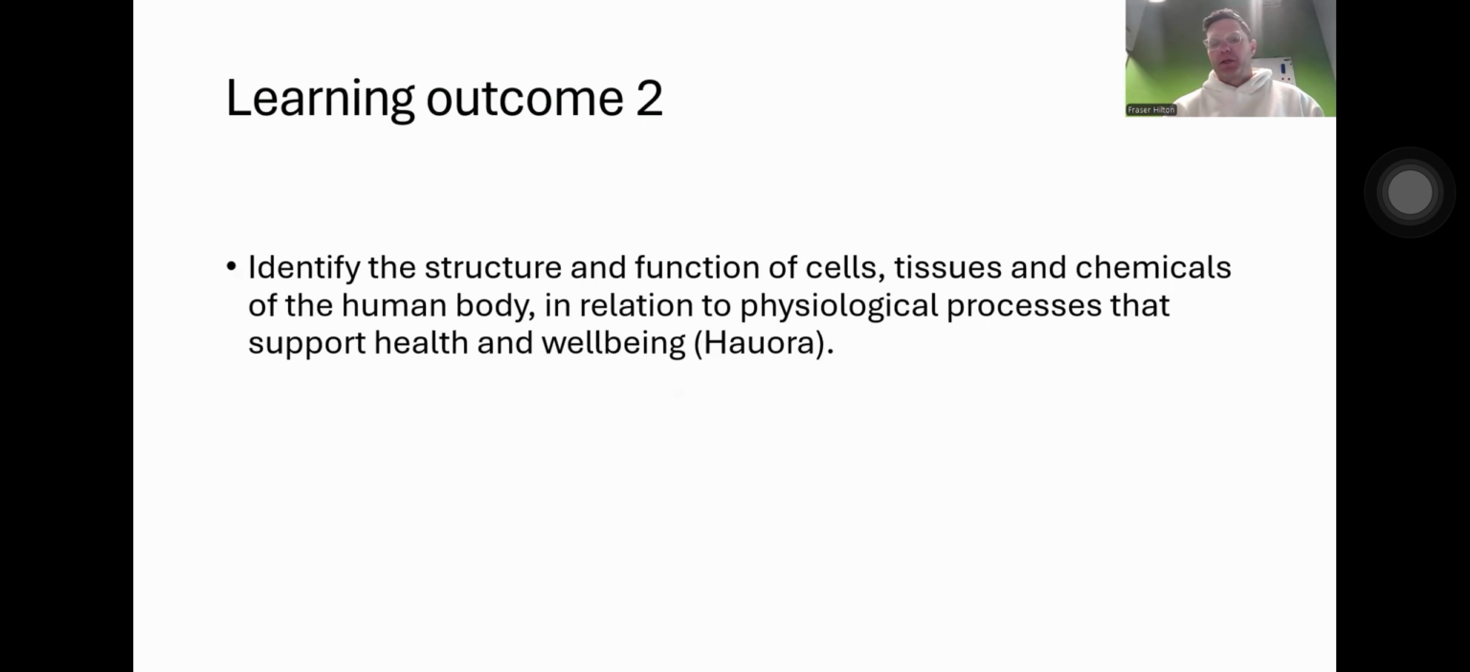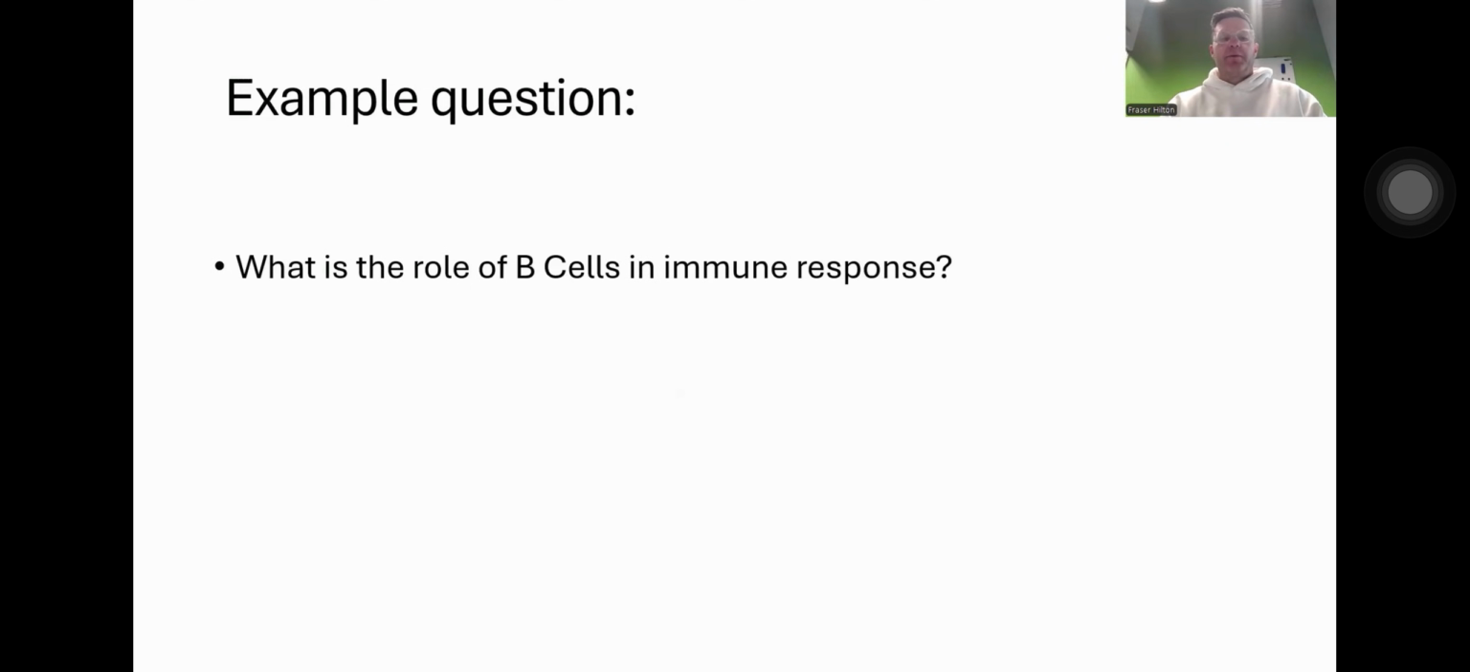Okay, so what I'm going to do is go through a question here, have a look at it, and then see how we would answer it. So for this one, we've got: what is the role of B cells in immune response? Here we're talking about the immune system, and then about cells, because the learning outcome said cells, tissues, and chemicals.